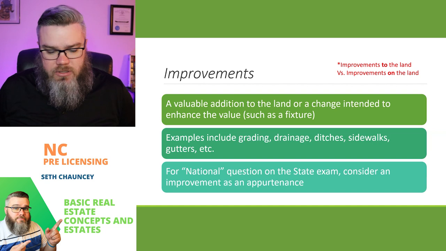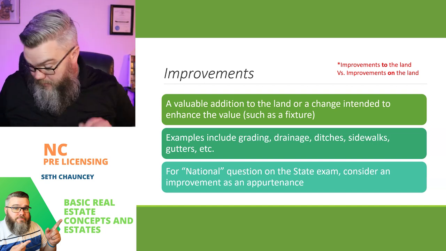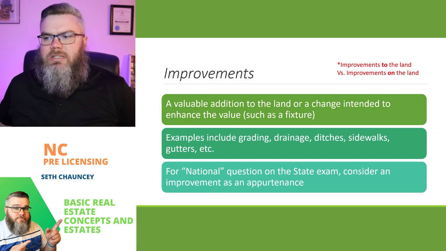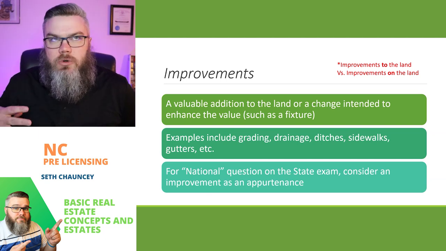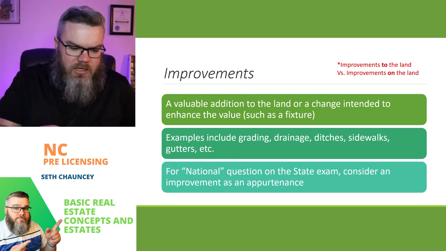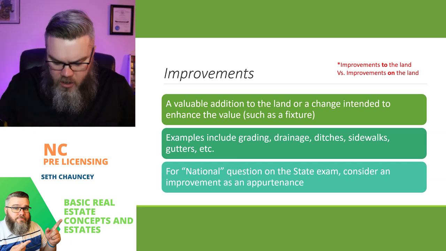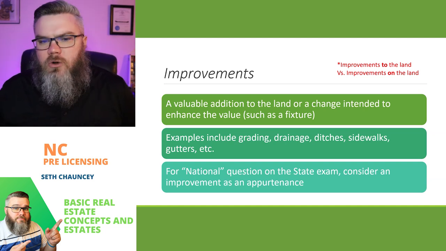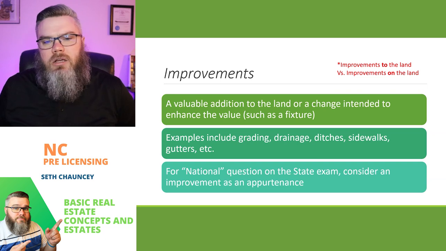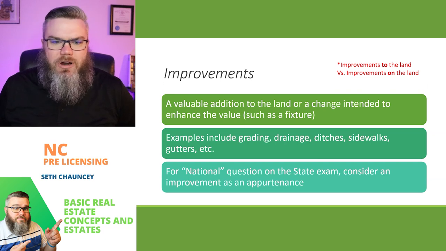Houses are improvements. Fences are improvements. Sidewalks are improvements. Septic tanks are improvements. All of these things are considered improvements. Now, there is a distinguishing factor between what we call improvements to the land versus improvements on the land. Improvements to the land are public in nature. Improvements on the land are private in nature. So your house, your fence, things like that, those are improvements on the land.